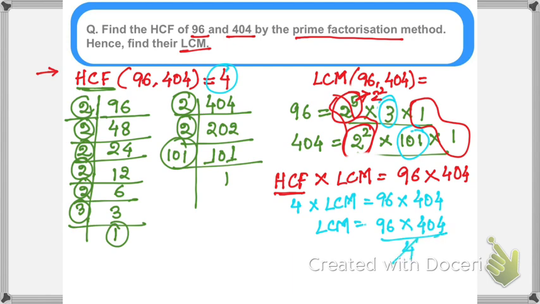by 4, cancelling them out, 101, which will give you the result as 9696. So we got the value of LCM as 9696. So the LCM of 96 and 404 will be equal to 9696. Okay. Now let's move on to the next question.